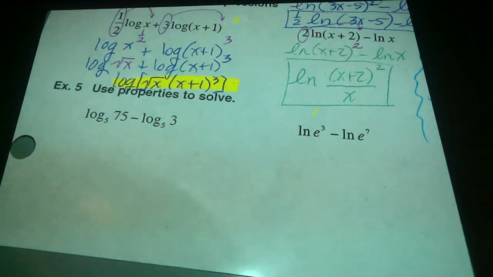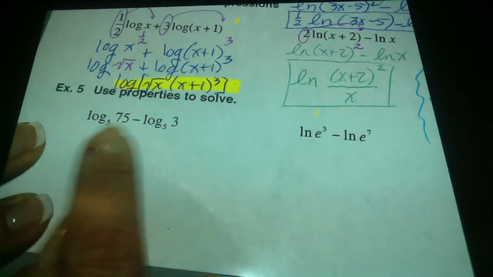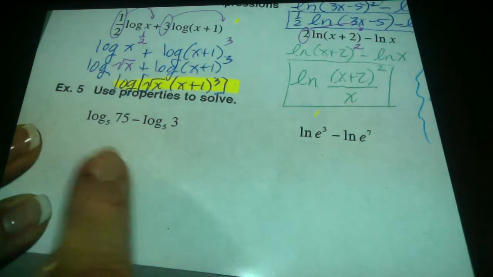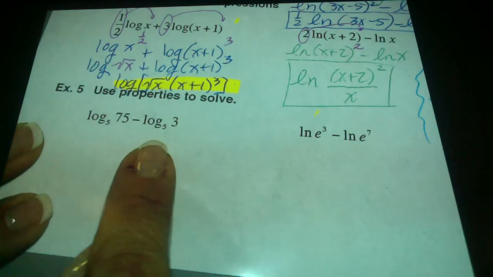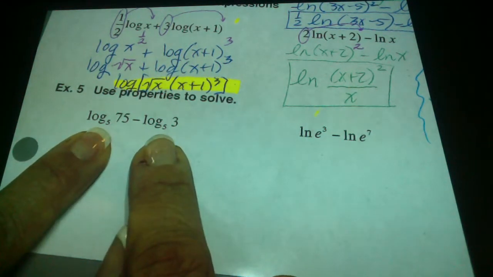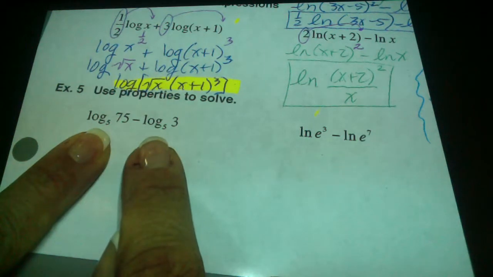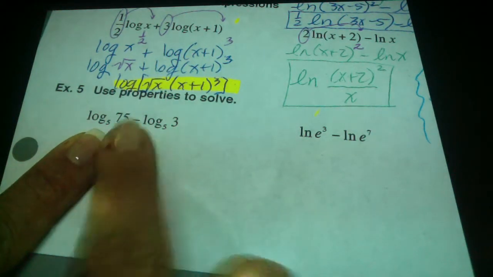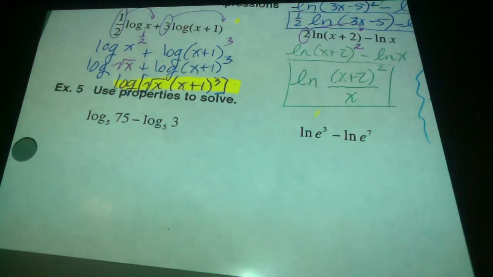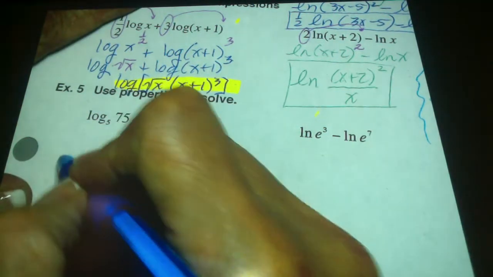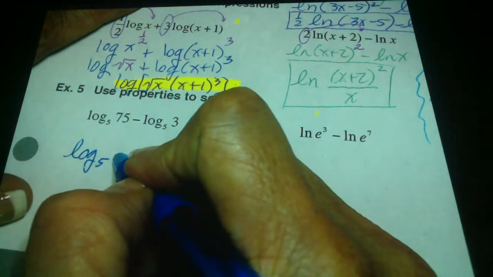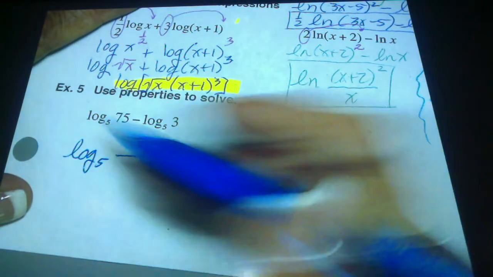Now, I don't have the same base to anything here, right? No. So I have the same base here, though. So this is what I was referring to. If you have the same base, I can still apply my properties. I have overall subtraction here, don't I? So can't I write this as the log, base 5, of 75 divided by 3?